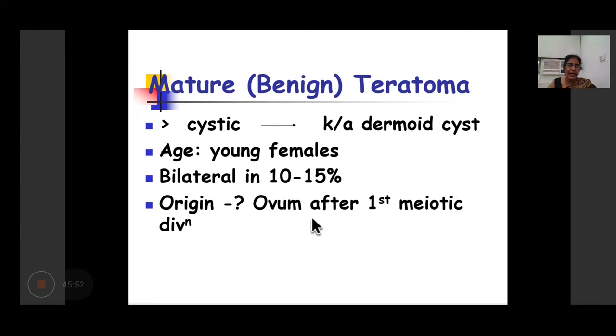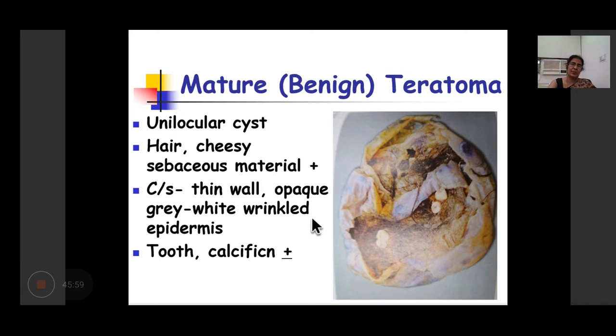It is supposed to arise from the ovum after the first meiotic division. So it is arising from the germ cell after the first meiotic division. So what does the benign teratoma look like? As I have told you, it is usually a unilocular cyst, and the wall of the cyst shows predominantly epidermal-like structure. So there is ectodermal differentiation showing here cheesy sebaceous material arising from the sebaceous glands. So the wall is thin.